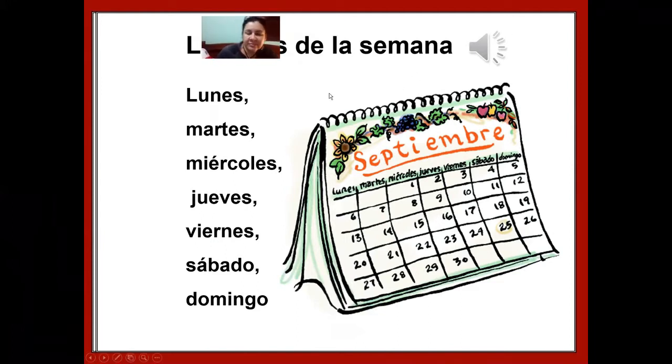Lunes, martes, miércoles, jueves, viernes, sábado, domingo.